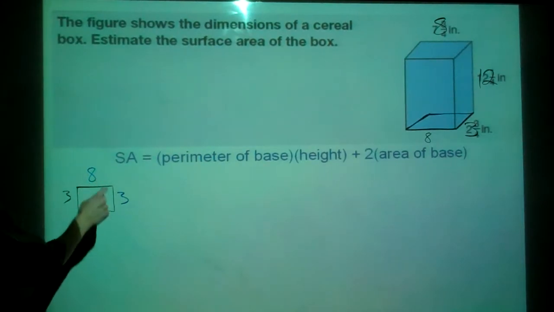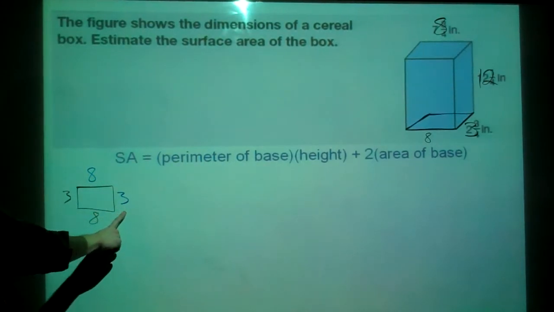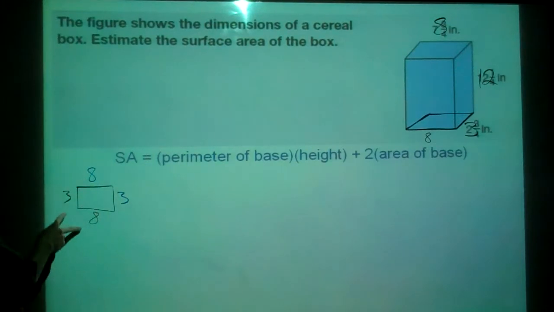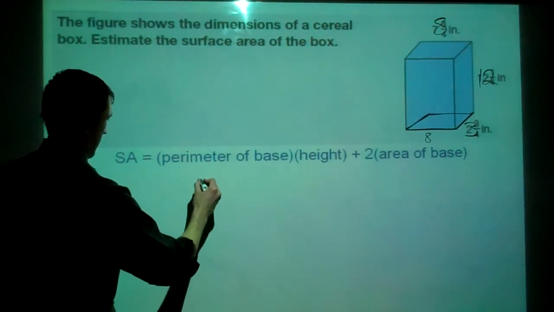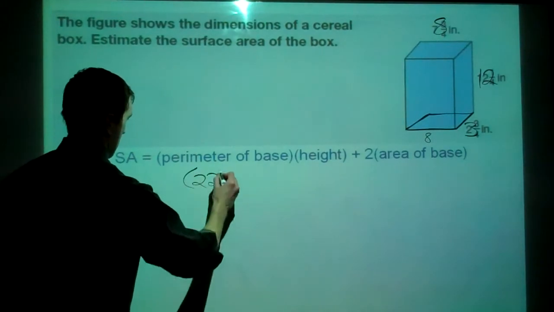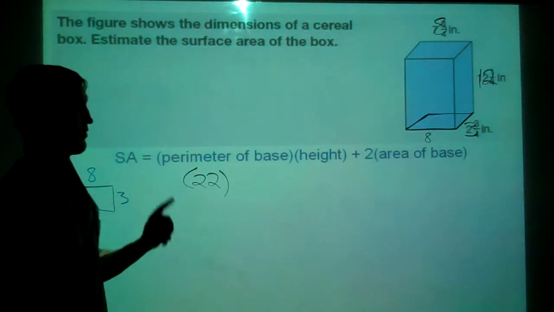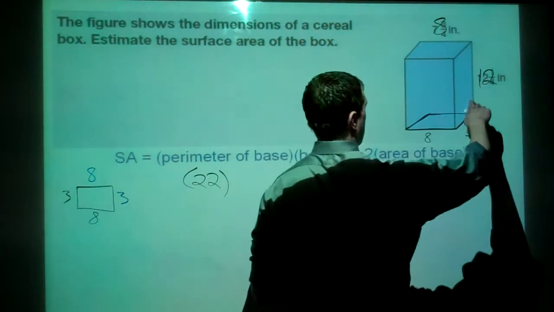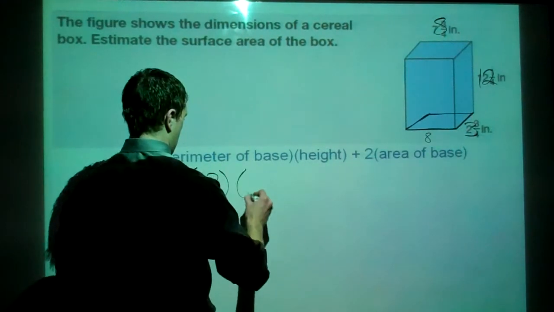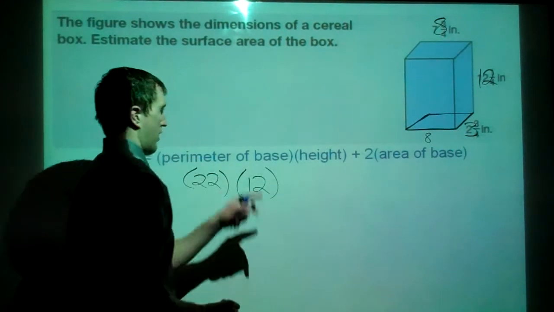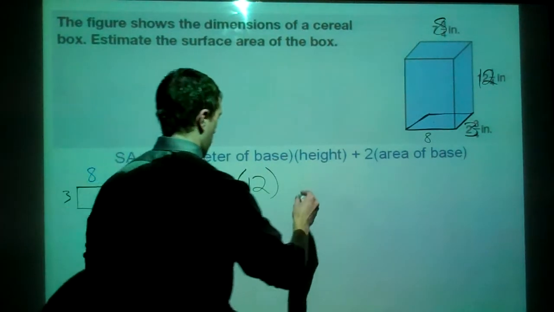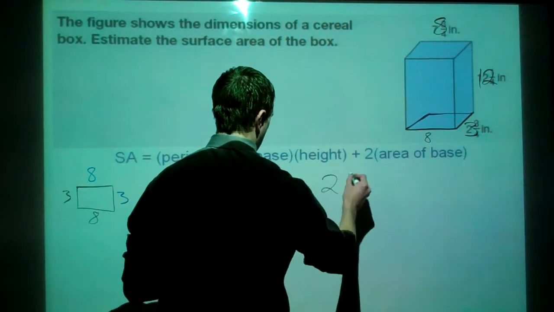So we have 8 plus 3, which is 11. And what I'm going to do is just double that, because we're adding the same 2, we can just double. So 11 times 2 is 22. If you add up all these, you should get 22. So perimeter of the base is 22. We're going to multiply that times the height of our figure, which is 12 inches. And then we're going to add on 2 times the area of our base.